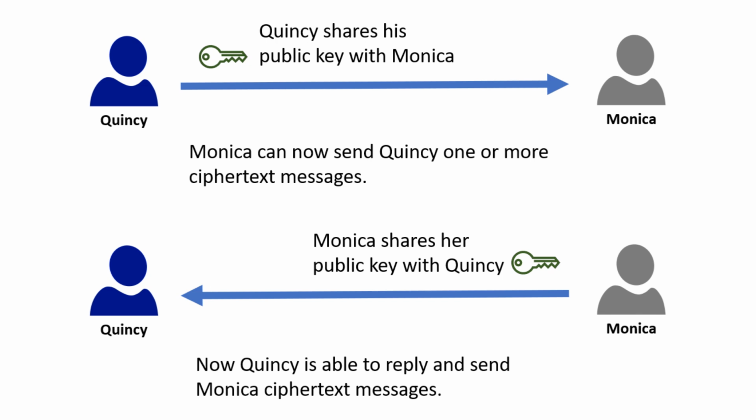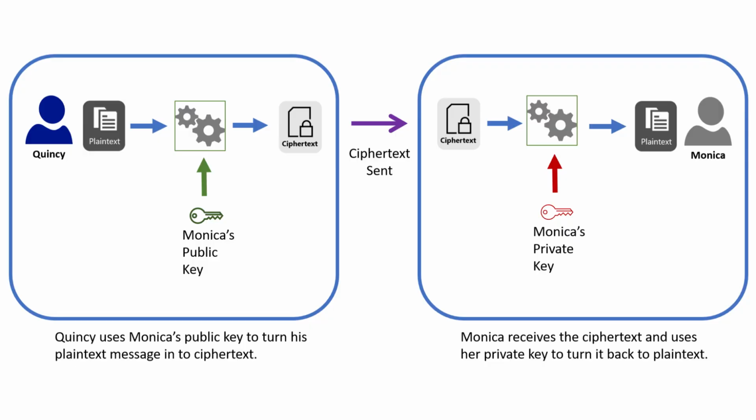When Quincy wants to send a secured message to Monica, he uses her public key to encrypt the plaintext and create the ciphertext. Quincy then sends the ciphertext to Monica using whatever means he wants, such as email. When Monica receives the ciphertext, she uses her private key to decrypt it, turning it back to plaintext.